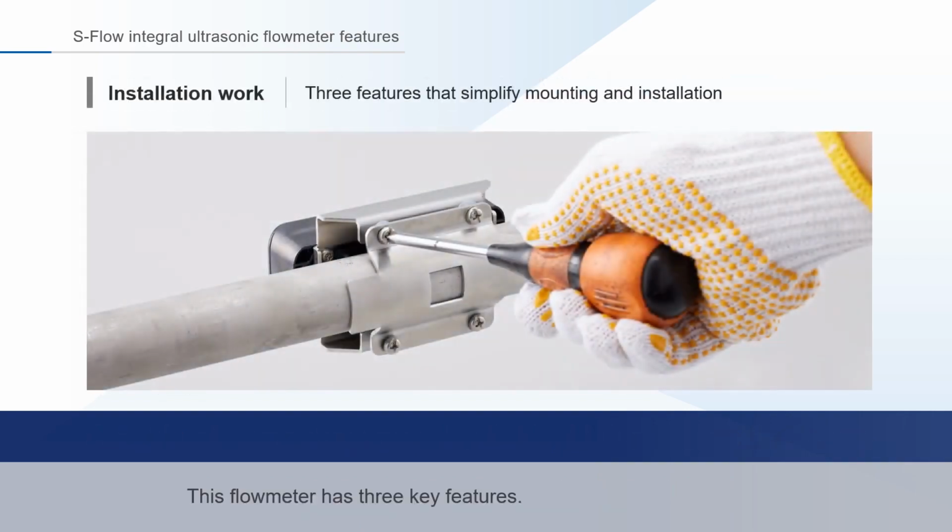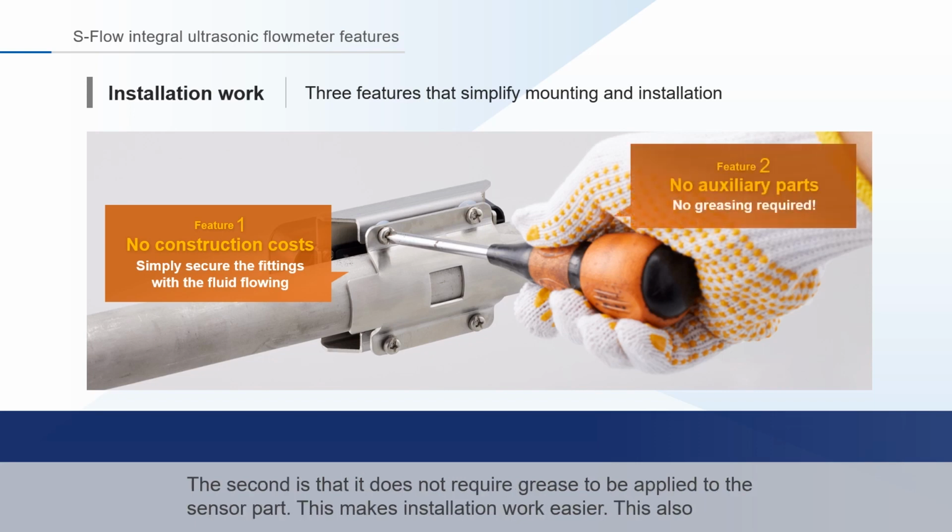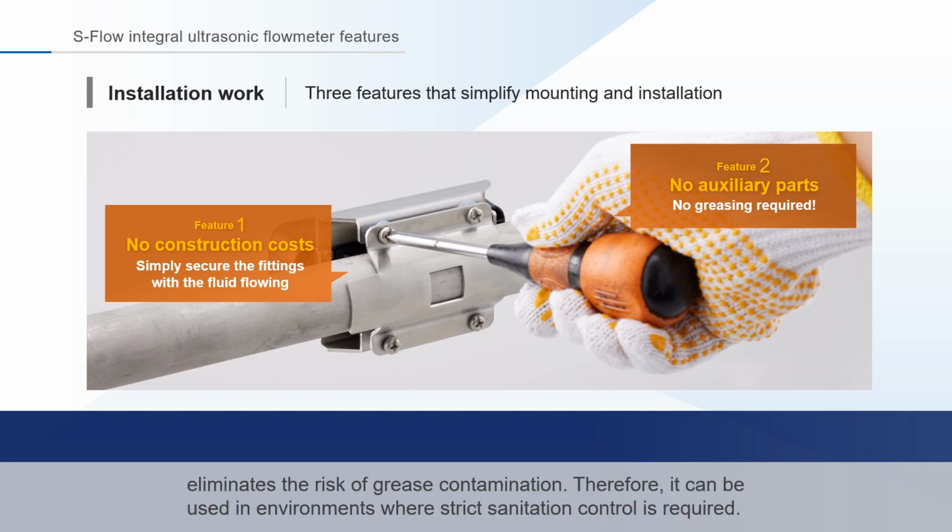This flow meter has 3 key features. The first is its clamp-on system. It eliminates piping work and can be installed while the fluid is still flowing. The second is that it does not require grease to be applied to the sensor part. This makes installation work easier. This also eliminates the risk of grease contamination. Therefore, it can be used in environments where strict sanitation control is required.